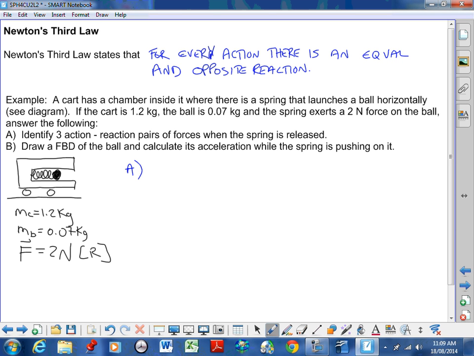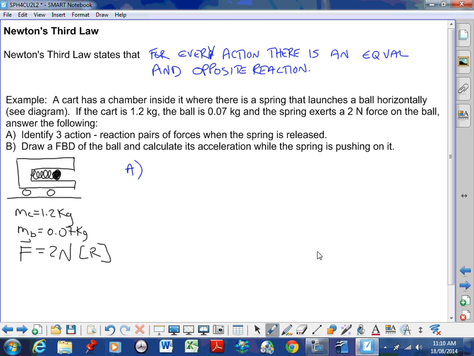Okay, so what that means is that if this contraption is on wheels and we fire the ball, the ball's obviously going to go to the right. What's going to happen to the cart? Well, the cart is going to move in the opposite direction because there's nothing holding it back.